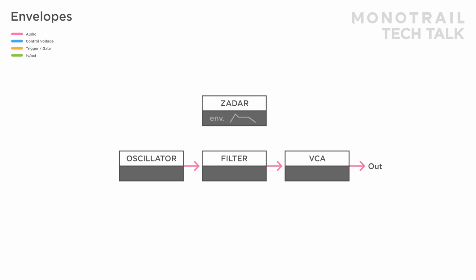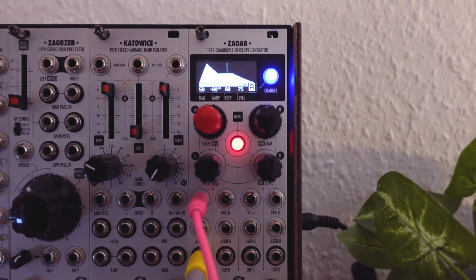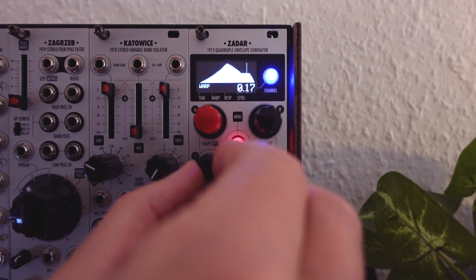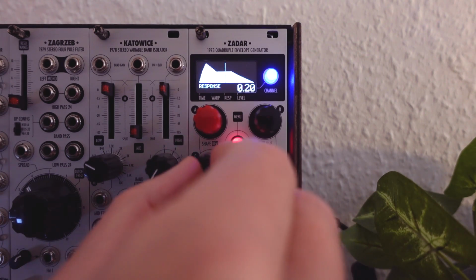For example, by using a keyboard or controller's gate output and have the envelope modulate the filter and VCA in a simple synth voice. Here, a classic ADSR shape is selected, with a sustain point at the sustain part of the envelope. The combination of speed, warp, and response still give you almost all variations you expect.